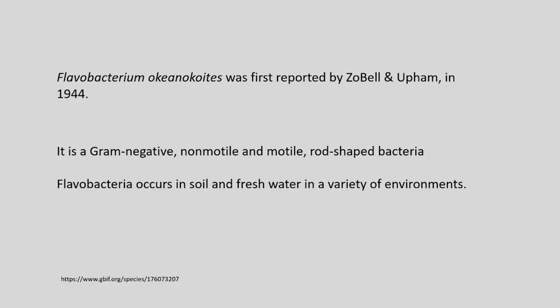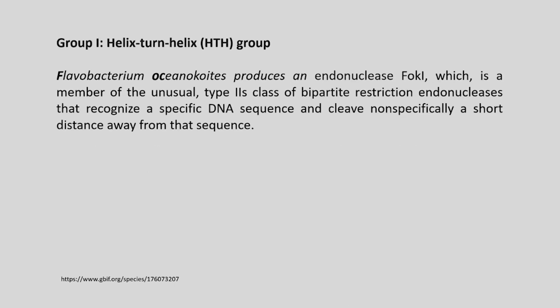Flavobacterium echinocoides was first reported by Jobel and Upham in 1944, which is a gram negative, non-motile and motile, Rothschild bacteria. It occurs in soil and fresh water in a variety of environments. We just discussed the helix turn helix group, structural functional group.